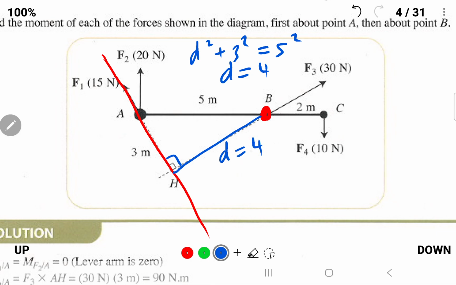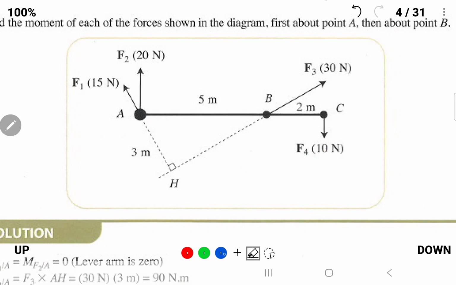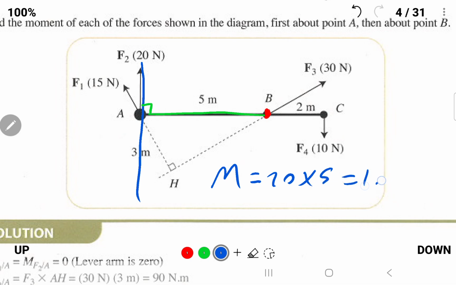Now we multiply force times distance. So moment of F1 about B is equal to force, which is 15, times distance, which is 4. 60 Newton meters. That's the moment of F1. How about now moment of F2? Where is F2? Here is F2. We make it a line, and here a point. Clearly, the distance must be 5. So the moment of F2 will be 20 times 5, which is 100 Newton meter.